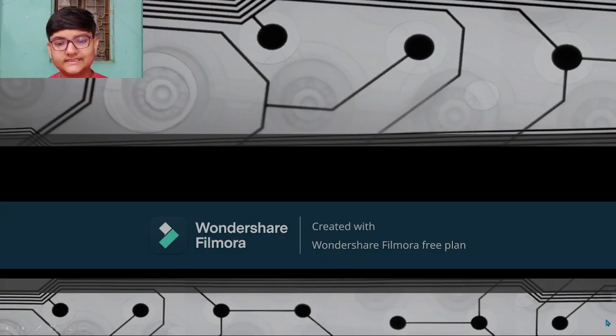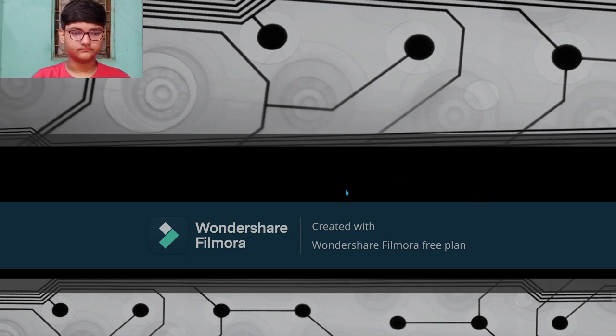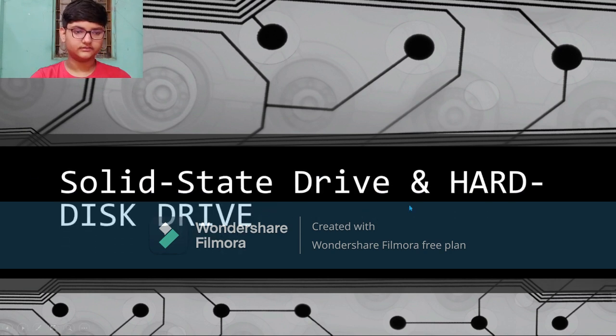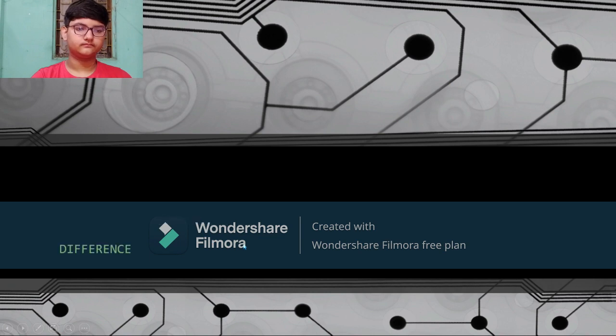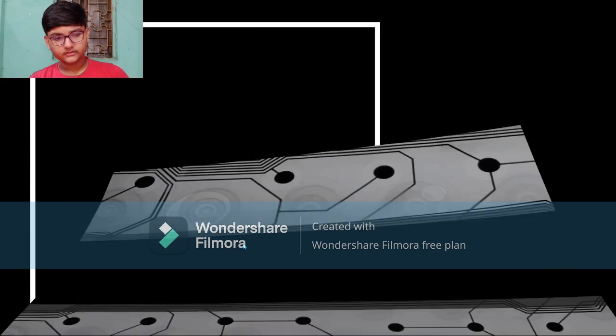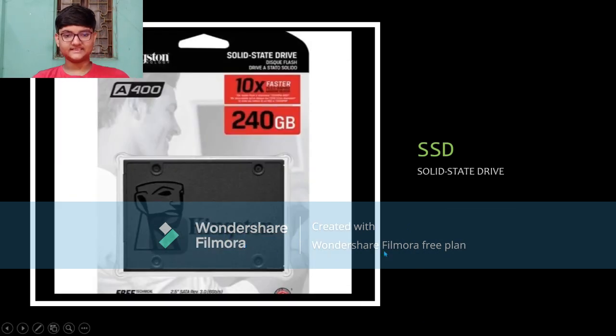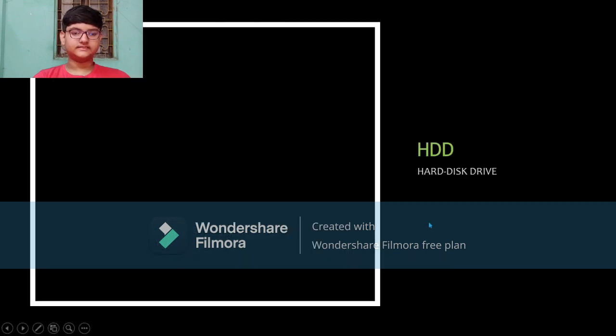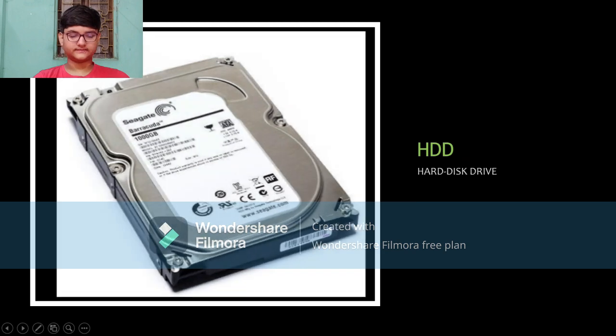As you can see, I have made this slide for you so that it will be much easier to understand the basic difference between an SSD and a hard disk drive. So now let us start. Solid state drive and hard disk drive difference. This is the picture of an SSD, or solid state drive, and this is a picture of an HDD, or hard disk drive.